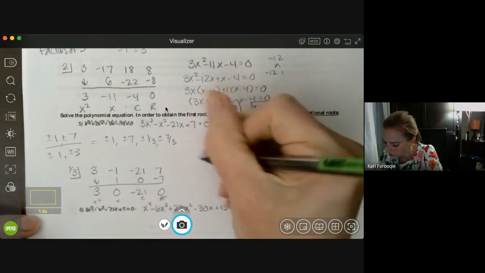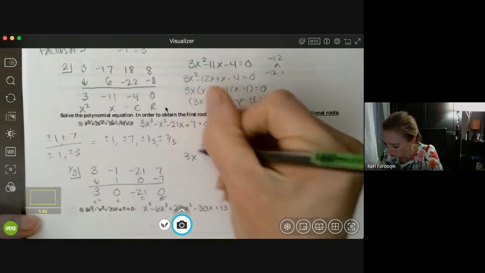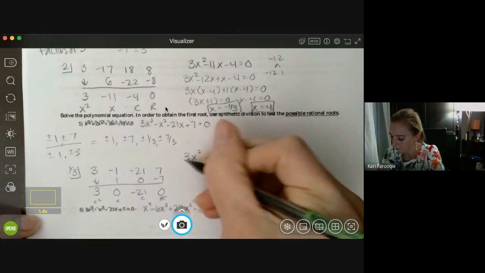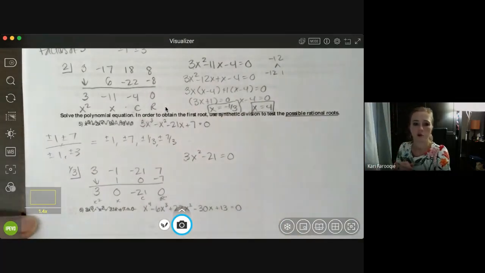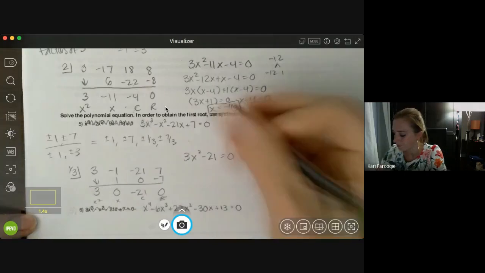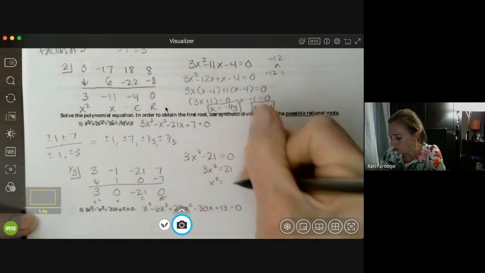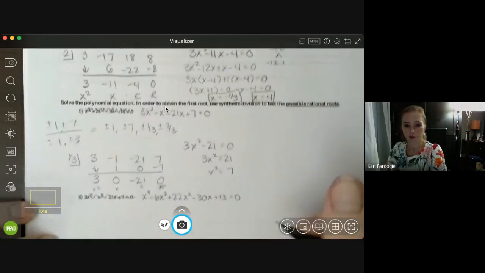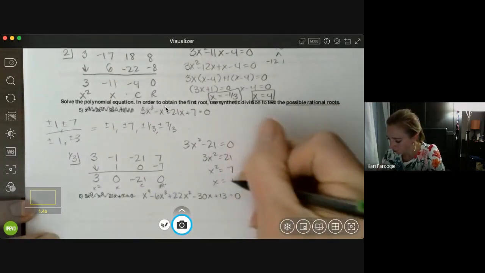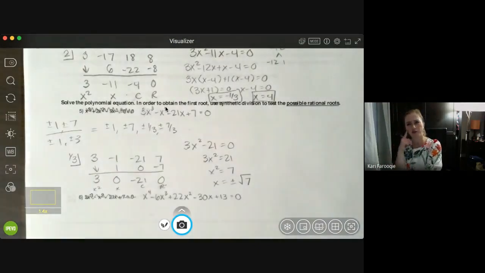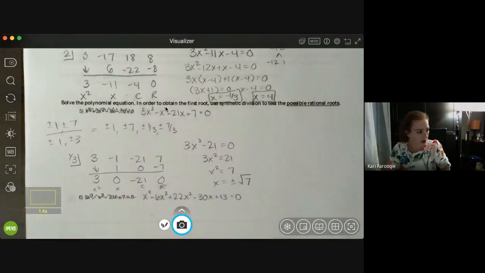So that leaves you with 3x squared minus 21 is equal to 0. And then you can use the square root property to solve. And you end up with x squared equals 7, or x equals plus or minus. Don't forget your plus or minus, otherwise you're going to get done and say, wait a minute, I was expecting 3 zeros and I only got 1. Plus or minus the square root of 7.